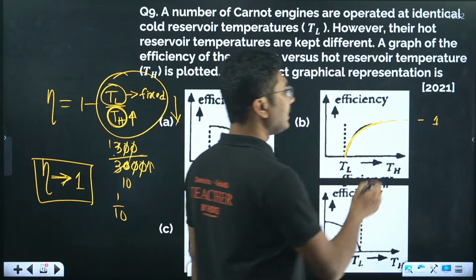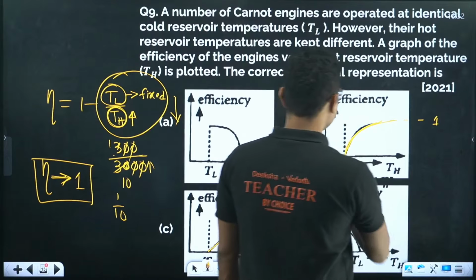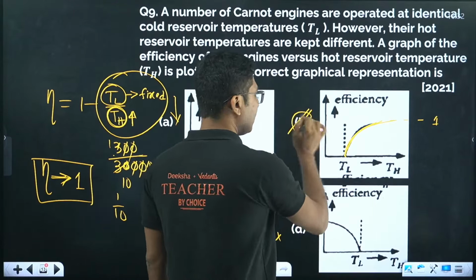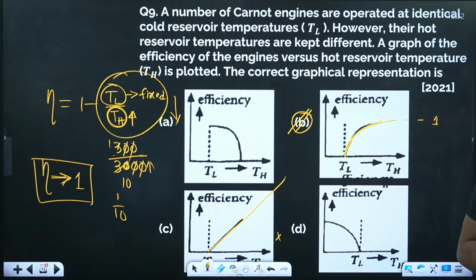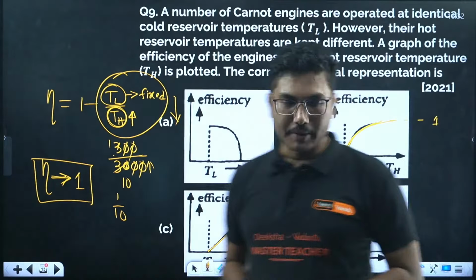So efficiency will slowly go towards 1. So the correct answer is option B, not option A. Okay, most of you have answered correctly.